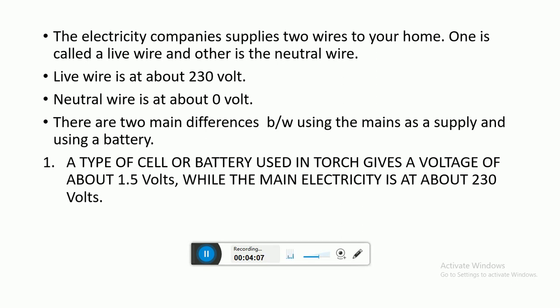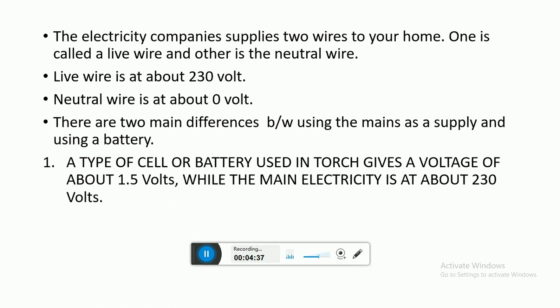So number one difference between main supply and the battery. Battery has a fixed voltage. A battery is actually a type of cell, used for example in a torch, which gives a constant voltage that is about 1.5 volt. So the cells or batteries have a fixed voltage. Their voltage will not change.